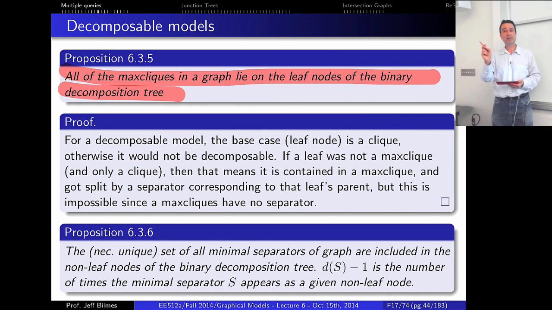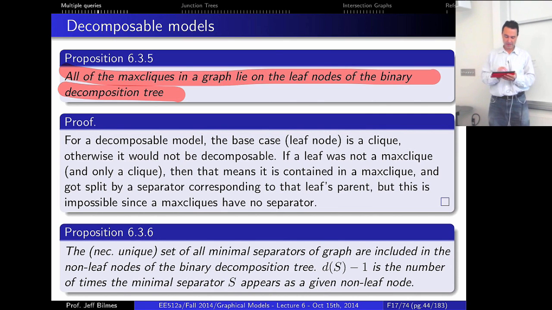So suppose the leaf node was not a max clique. We definitely know that the leaf node has to be a clique. The question is, must it be a max clique? But suppose it was just a regular old clique, not a max clique. That means that it must be contained in a max clique, right? And it got split by its parent. And its parent is a separator, but that can't be possible, because if a clique is part of a max clique, that means that there is no separator between it and the remainder of the max clique. That couldn't have happened, because you can't separate a subpart of a clique from another subpart of a clique, because everything's connected to everything else. And remember, a separator is a set of nodes. So therefore, the leaf nodes have to be a max clique.